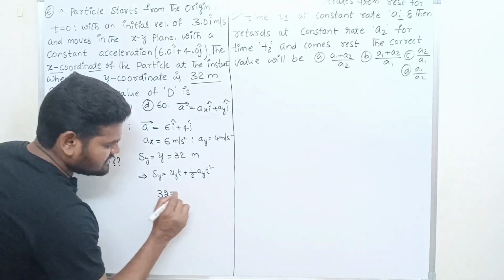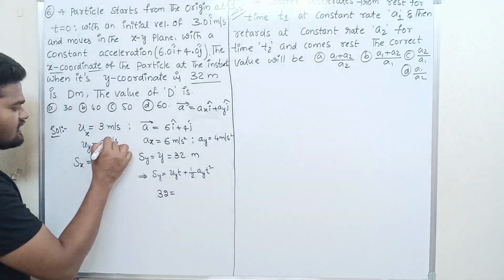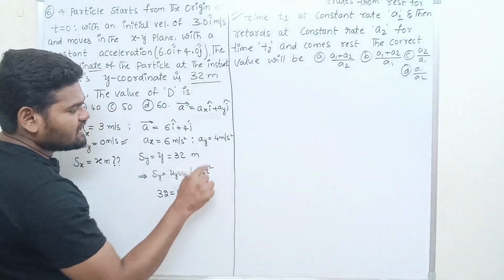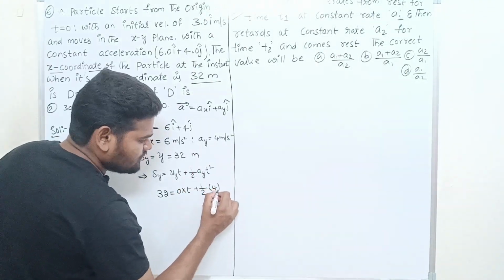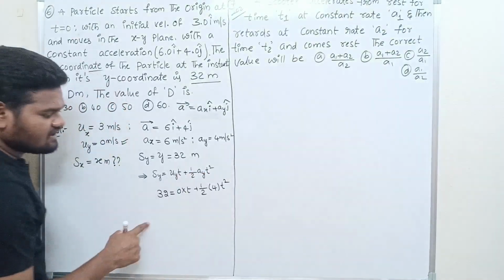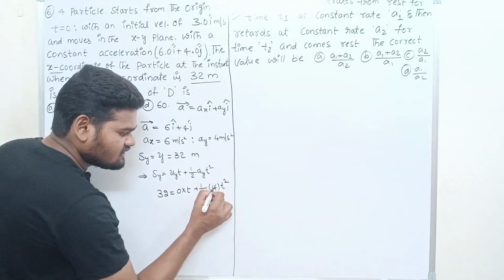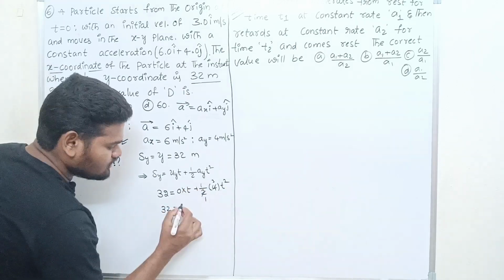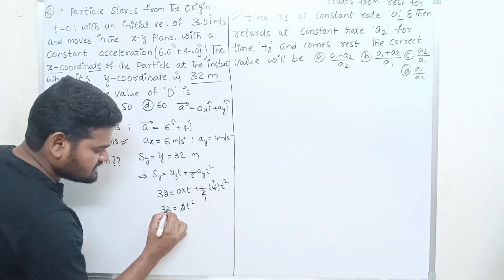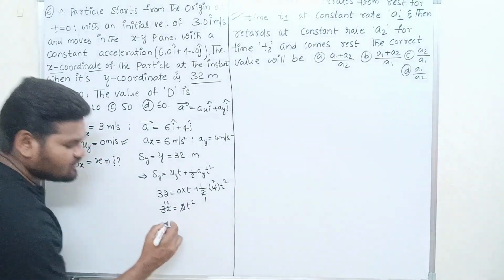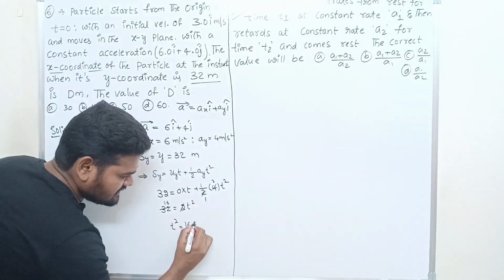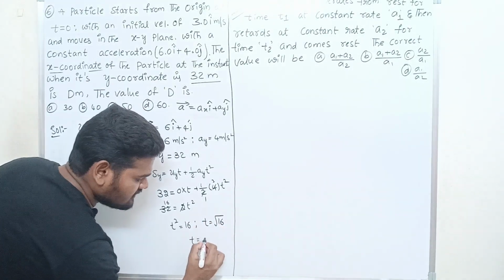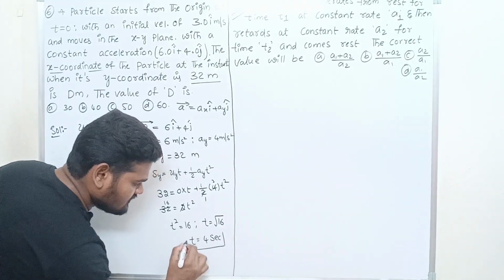Sy, what is the value of Sy? 32. This is equal to uy. What is the value of uy? 0. So 0 into t, 0, plus half. What is the value of ay? ay is equal to 4, times t square. Are you getting? Right. 32 is equal to 0 plus 2 into t square. So 2 ones are 2, 2 sixteens are 32. So we got t square is equal to 16. The square going to that side becomes root 16. Root of 16, we got 4 seconds.